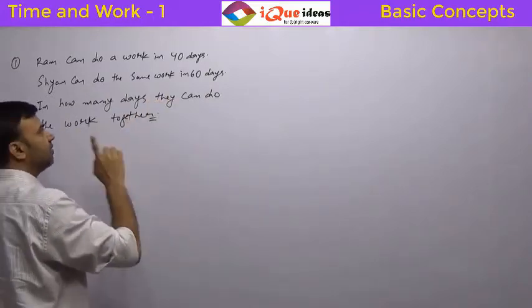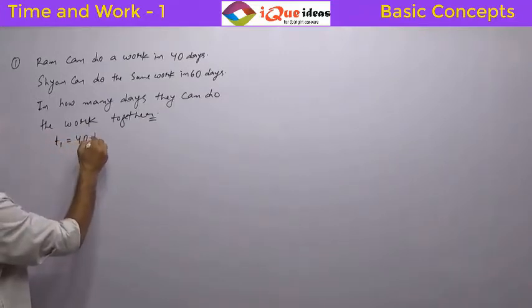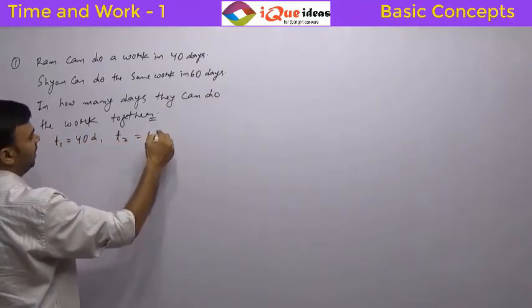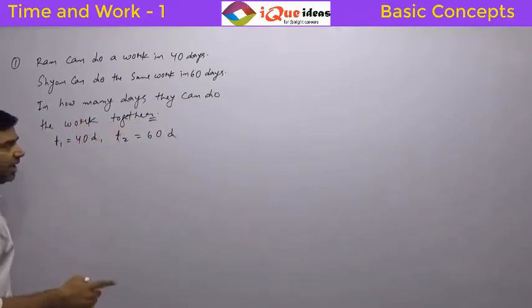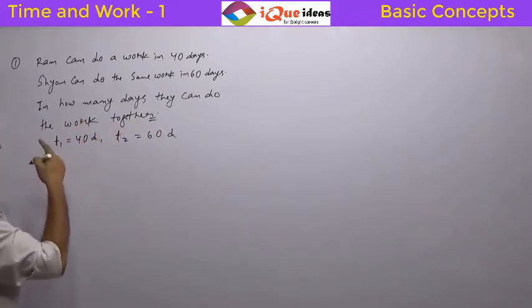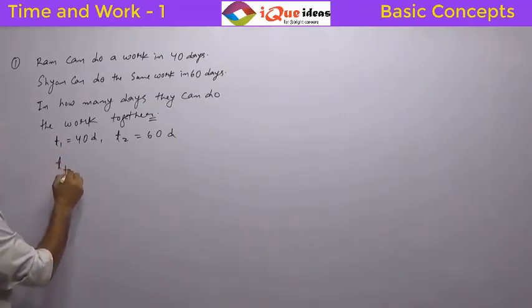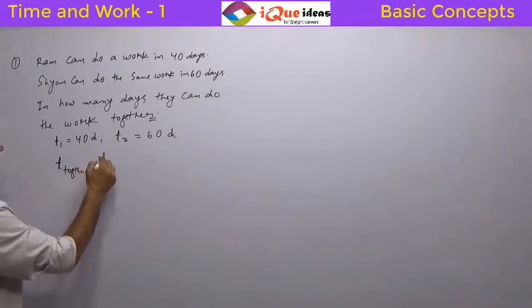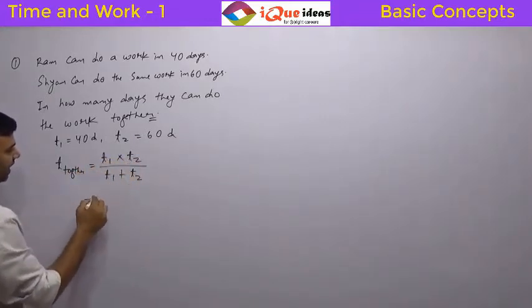Now this is a direct question of the formula method. Right? We have T1 equal to 40 days, T2 is equal to 60 days. So straight away we can calculate, because there is no break in between. Nothing is mentioned, so there is no break. Nothing is mentioned about the speed, so that means we assume that it is constant speed. So time together is straight away equal to T1 into T2 upon T1 plus T2. You don't have to think anything else.